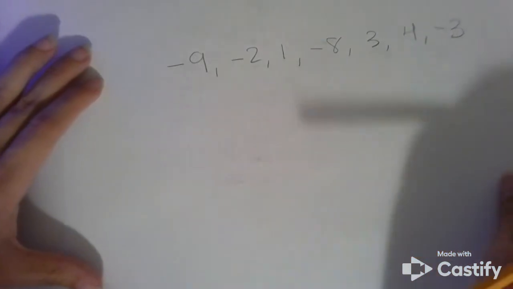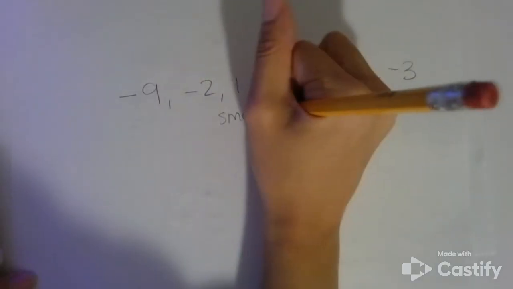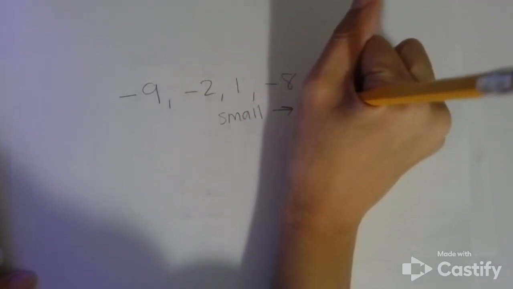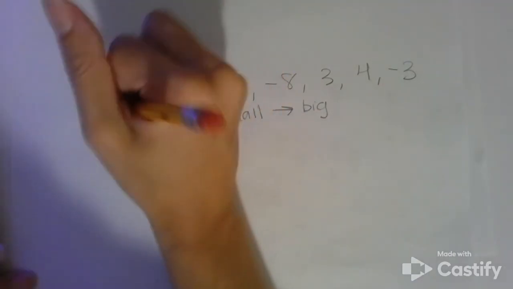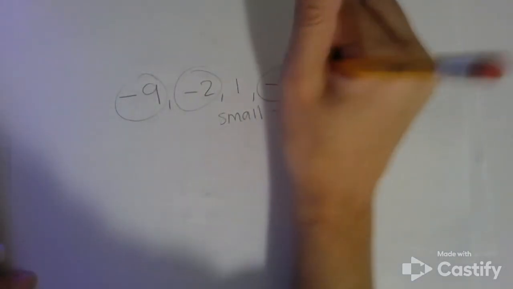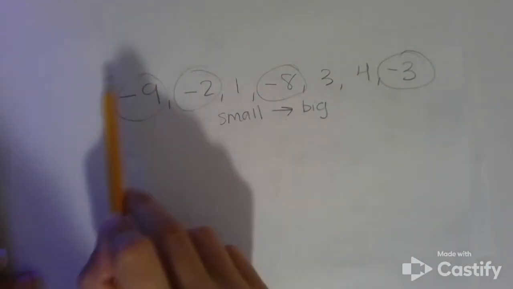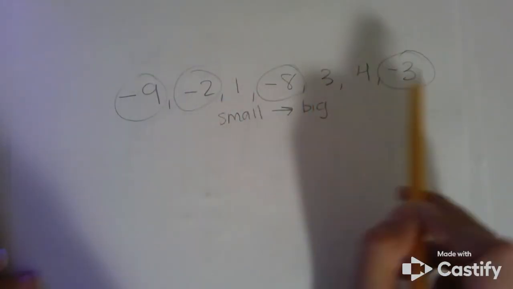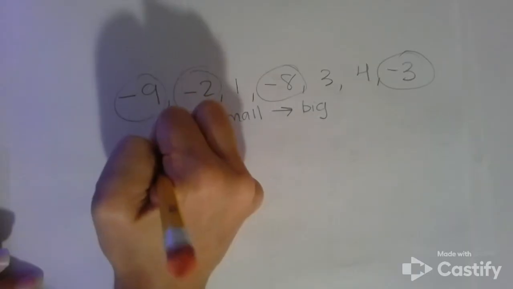So here's my set of integers. And I need to order them from small to big. So I first need to separate them by their negatives. So I'm going to circle all of the negative numbers because those are going to be my smallest values. And then I'm going to look for the smallest of those. So -9 is the smallest of these negative numbers, because remember, the more negative you get, the smaller the value.